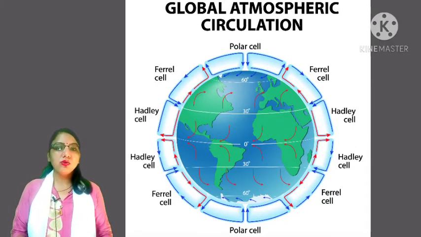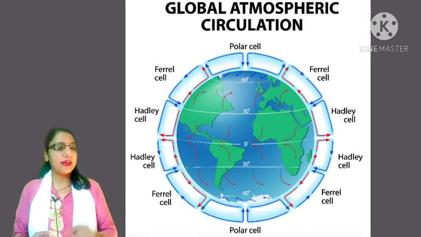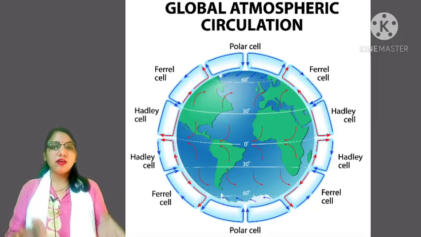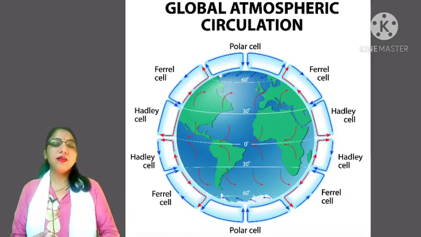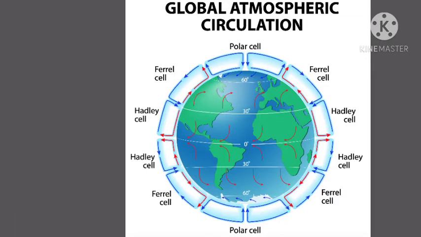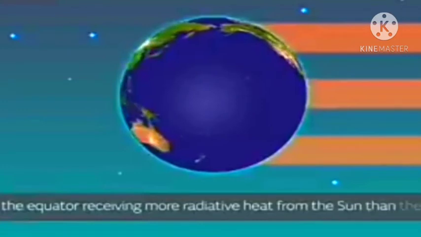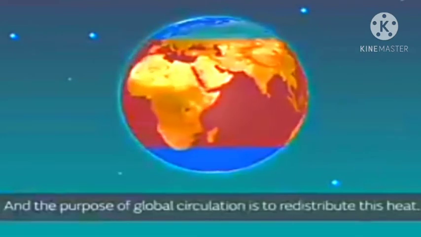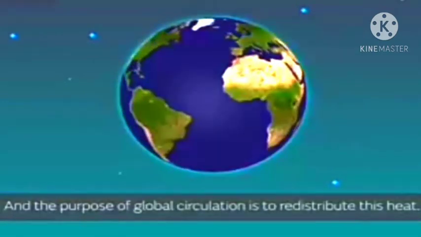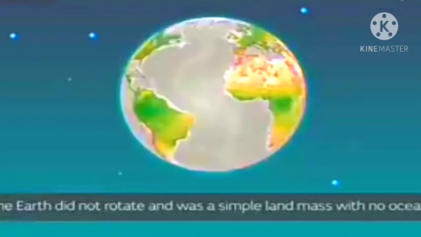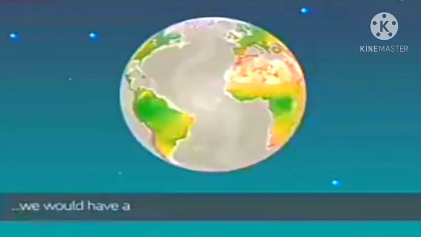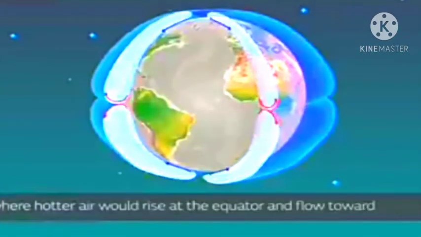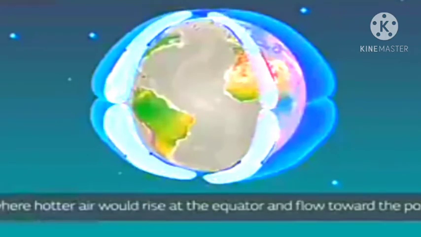So let's see what these three zones are. Students, these three zones are known as the Hadley cells, Ferrel cells, and the polar cells. So let's see how these cells work and what the meaning of the Hadley, Ferrel, and polar cell is. As it is visible on your screen, the first cell is known as the Hadley cell. It starts from the equator, on both sides, northern and southern, and the low latitude air moves towards the equator due to solar heating.